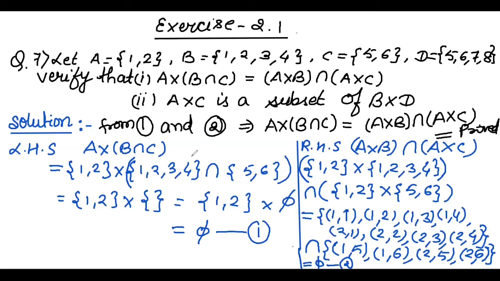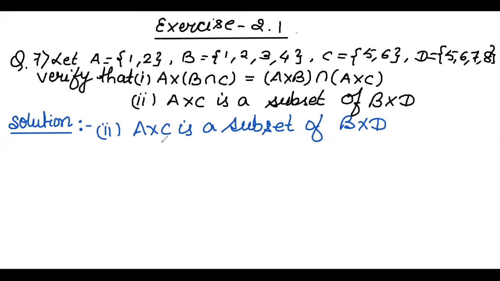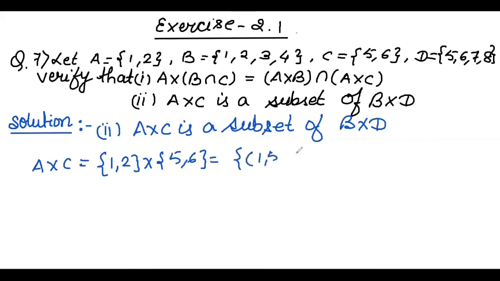Now we will discuss second number. We will verify A cross C is a subset of B cross D. So we'll start with this part. Second part, A cross C is a subset of B cross D. So we'll find out first A cross C. A cross C: 1, 2 cross C, which is here 5, 6. So it is (1,5), (1,6), (2,5), (2,6).